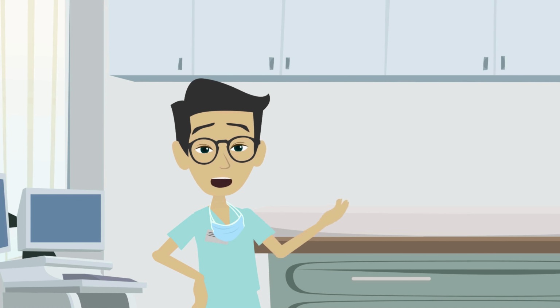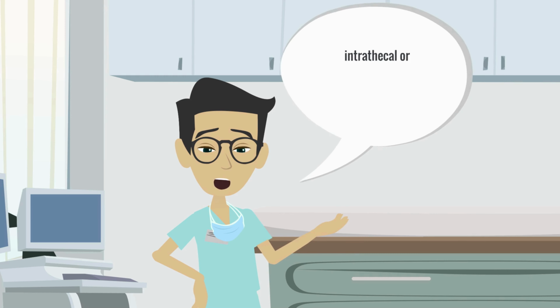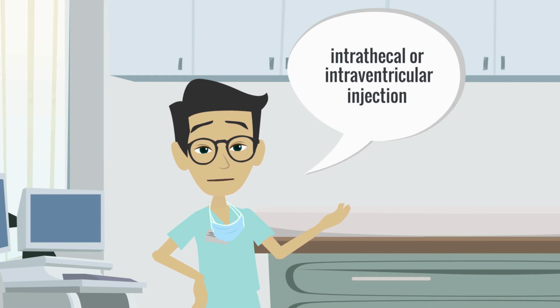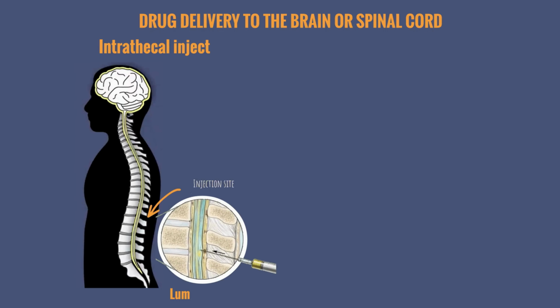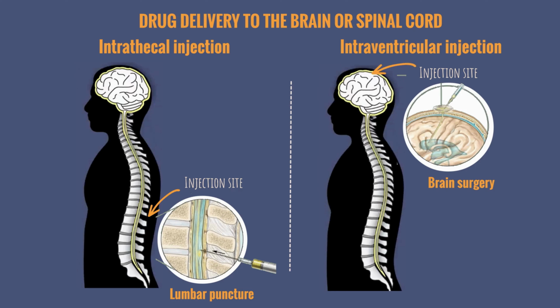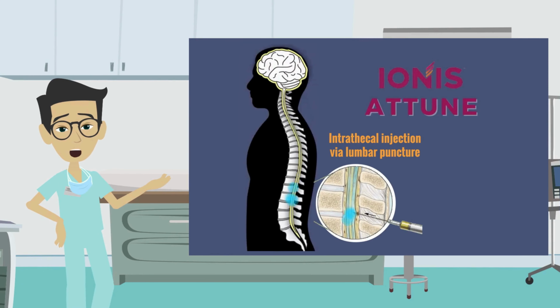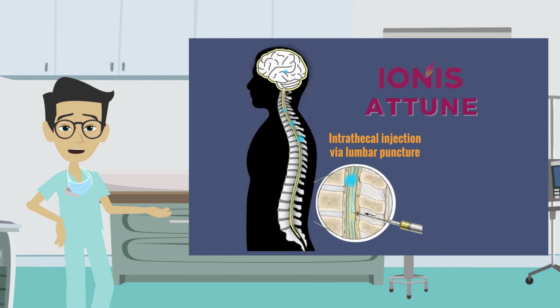When doctors need to deliver medication directly to the brain or spinal cord, they usually use either an intrathecal injection or an intraventricular injection. Intrathecal requires a lumbar puncture, whereas the only way to deliver a medicine intraventricularly is through brain surgery. These two methods ensure the medication reaches the cerebrospinal fluid and consequently the brain and spinal cord, without being blocked by the blood-brain barrier. In the case of the ATTUNE study, ATTUNE 440 will be administered intrathecally.